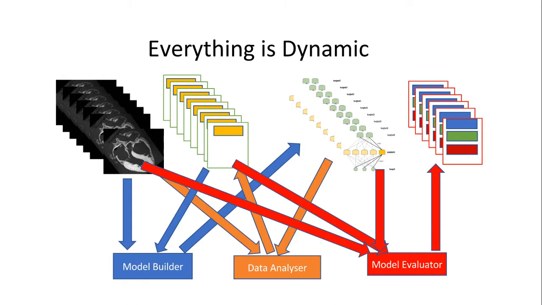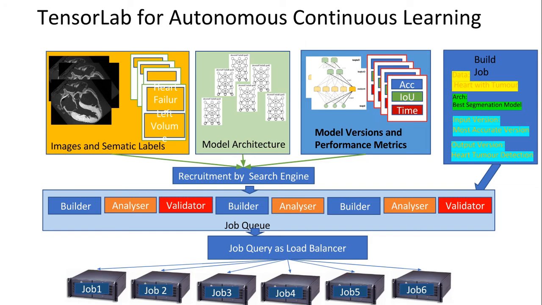And everything becomes very chaotic for model builders and data analysts, and the TensorLab solution is we build a search engine like a data router. Then we can correctly schedule all the data paths. And then we build a big job queue to schedule different jobs. And this job queue will distribute the data to different nodes.